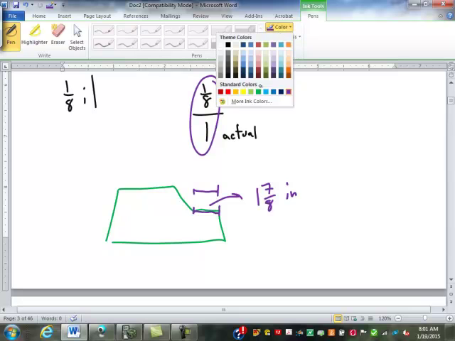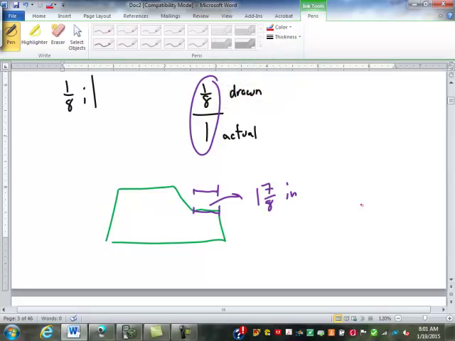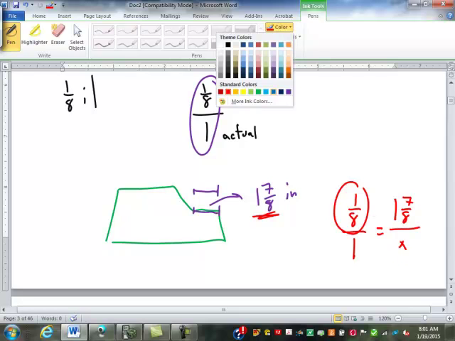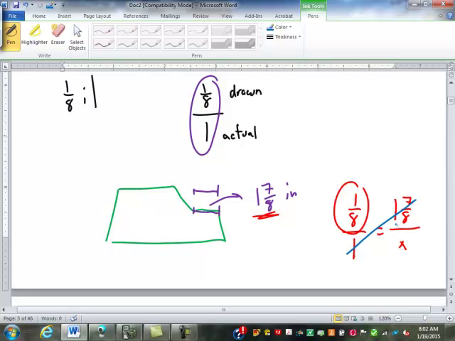To figure out what that is actually on the part, you have the 1/8 to 1. Where's the 1 7/8 go? It goes on top. 1/8 is the drawn, and the 1 7/8 is from the drawing. So then x goes here. The actual dimension, 1 times 1 7/8 divided by 1/8, should be 15. So in real life, that's 15 inches. Yeah, that's a big piece.